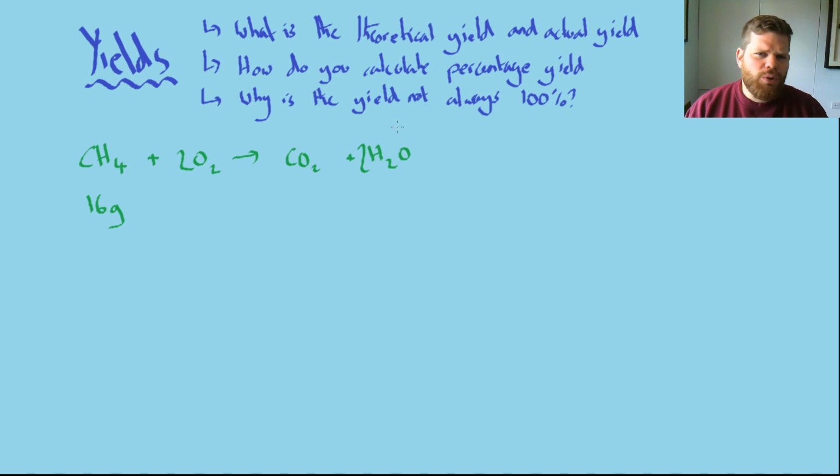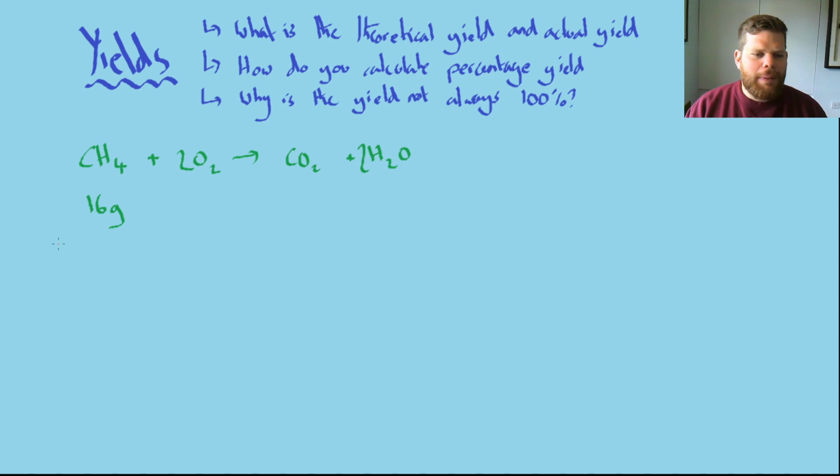Okay, so let's talk about how we actually calculate these. So there's no calculating when it comes to the actual yield. You'll be given that in a question, or you'll be told how much it is in a bit of a blurb. The theoretical yield is something you would need to calculate. So how do we do that? Well, we do that by using our reacting masses.